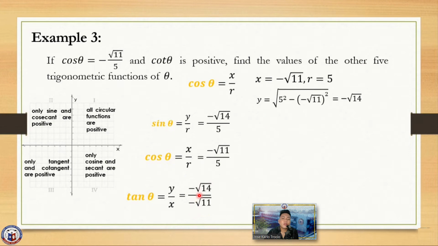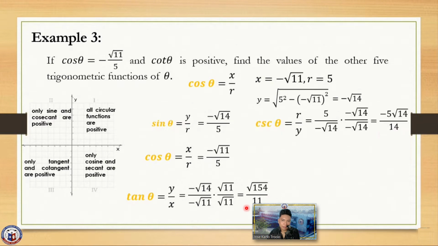Okay, this time you need to add a perfect 1. Multiply it by square root of 11 over square root of 11. That is a perfect value. So that could be square root of 154 over 11. That's it. Cosecant theta is r over y.